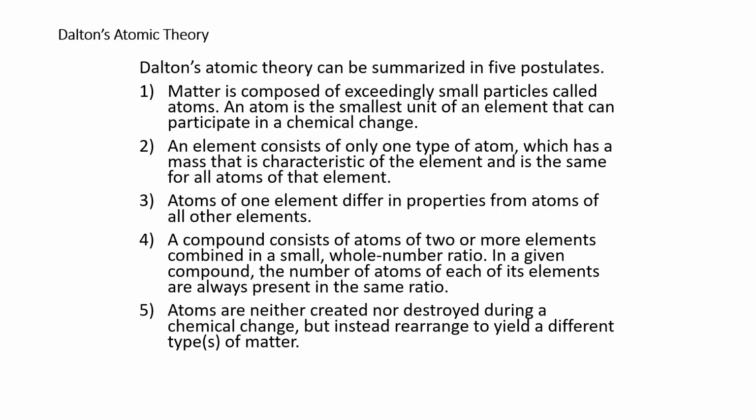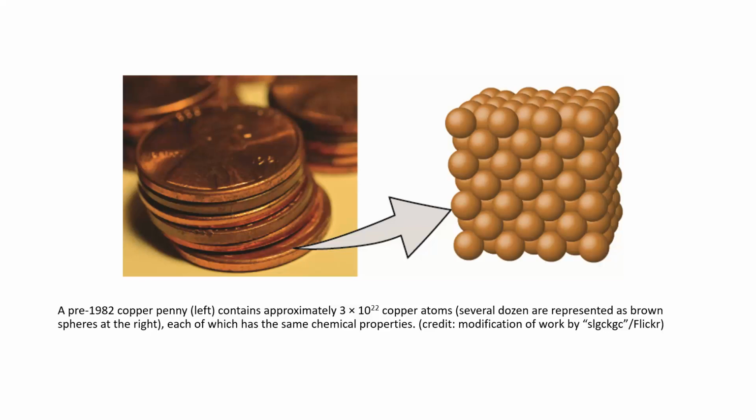Atoms of one element differ in properties from atoms of all other elements. Those properties allow it to react in a different way. A compound consists of atoms of 2 or more elements combined in a small whole number ratio. In a given compound, the number of atoms of each of its elements are always present in the same ratio. Atoms are neither created nor destroyed during a chemical change, but instead rearranged to yield different types of matter. This is just a close-up of copper, and copper is an element. It's made up of atoms of all the same type.